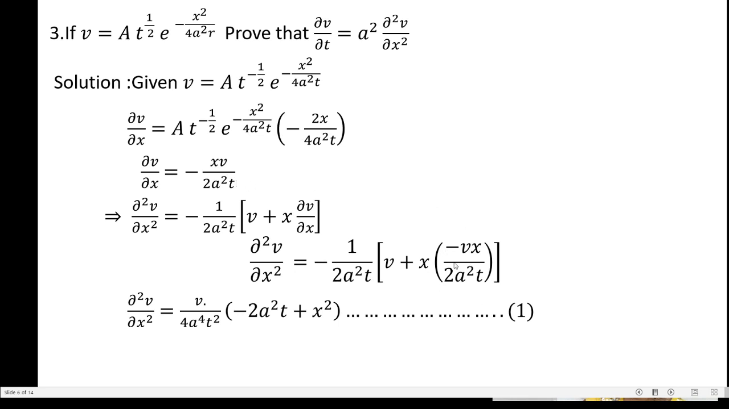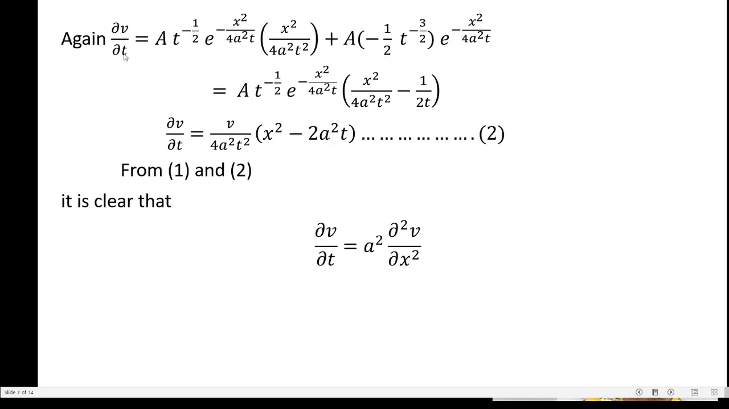Just I write this one and take minus as common. Minus into minus is plus. V as common, v divided by 2a square t. Taking an LCM for this one, we have minus 2a square t, because taking minus as common here, minus 2a square t plus x square. V divided by this 2a square t multiplied with this one, we have 4a to the power of 4 into t square into minus 2a square t plus x square. Consider this as equation 1, this value.